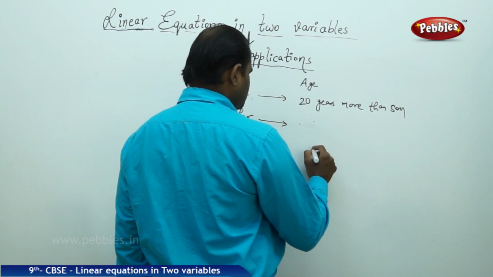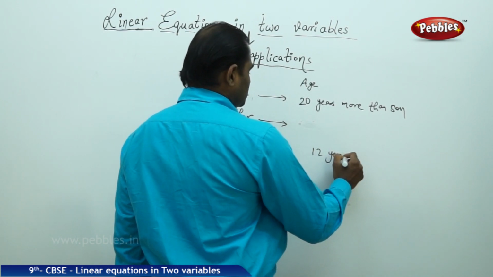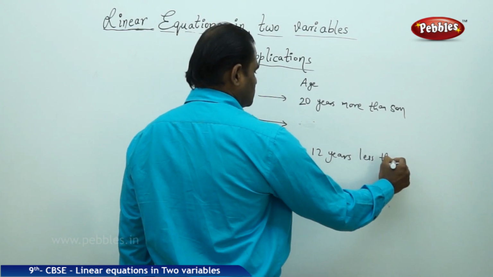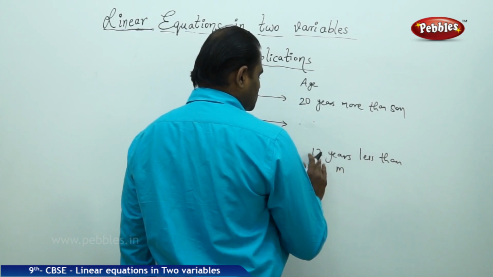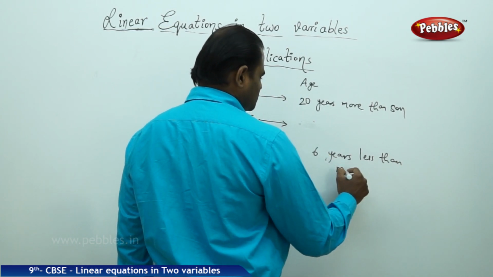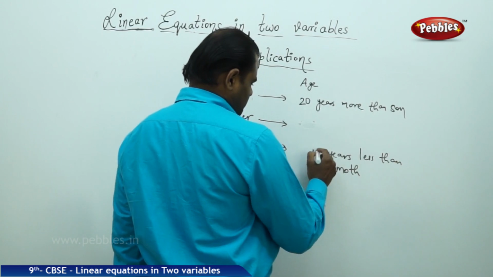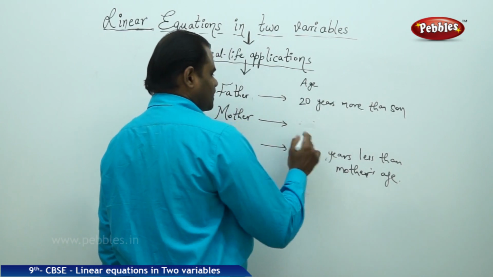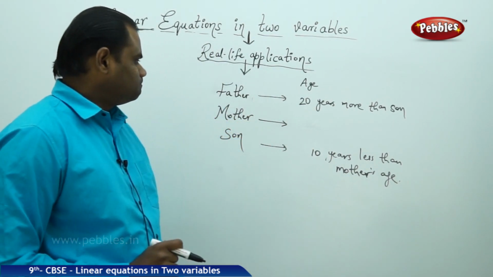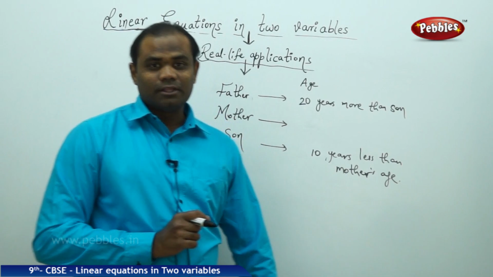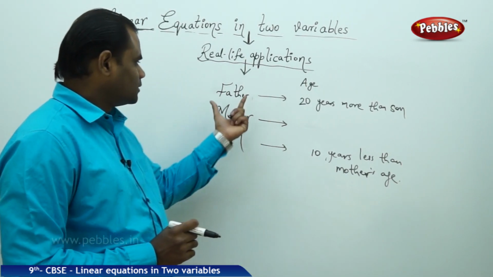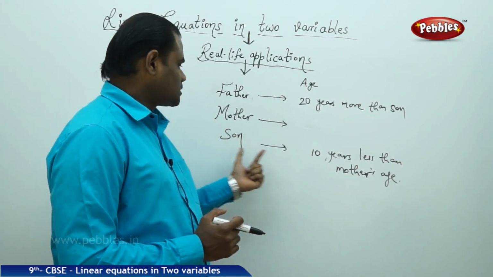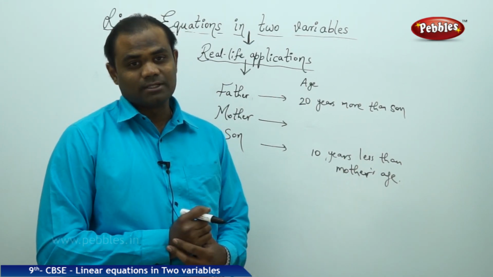and son's age is 10 years less than the mother's age. So here I have the condition in the family. There's a father, mother and son, where the father's age is 12 years more than the son's age and the son's age is 10 years less than the mother's age.